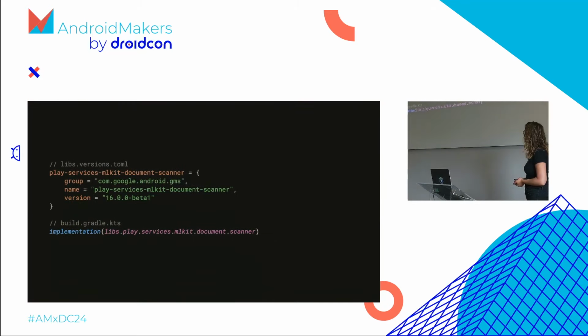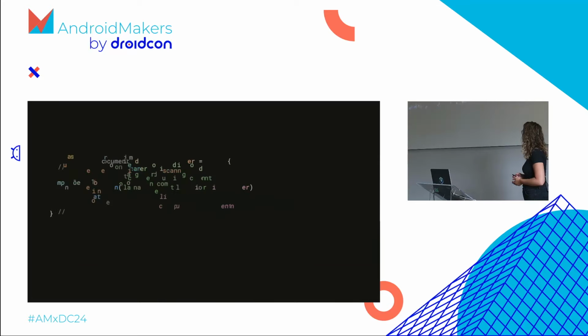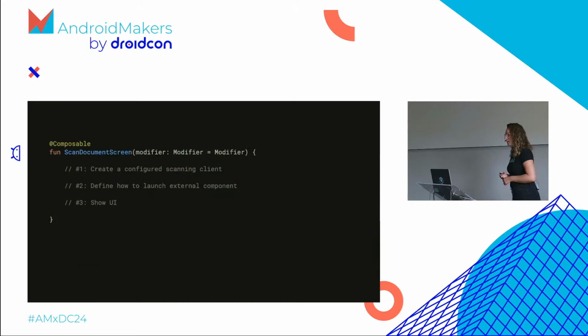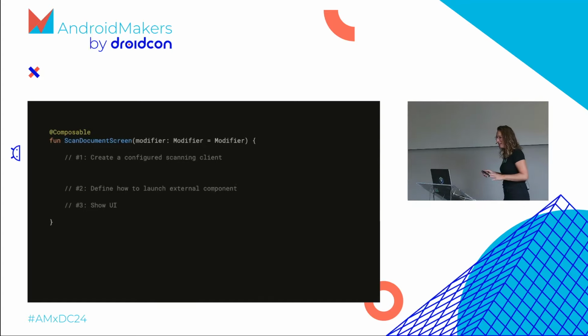But you can just implement it with a couple of lines of code. So you add this dependency for interfacing with that Play services component. And then again, we have 3 steps, repeating the same thing. So if you just remember these 3 steps, you're fine.